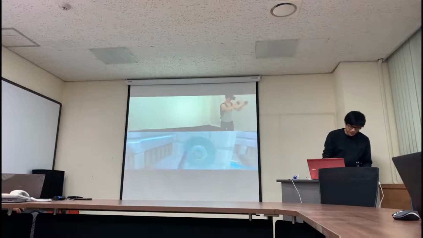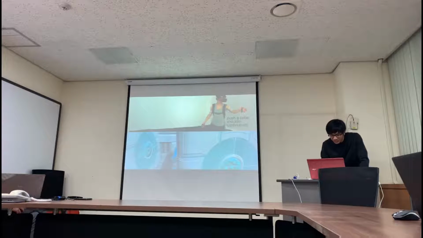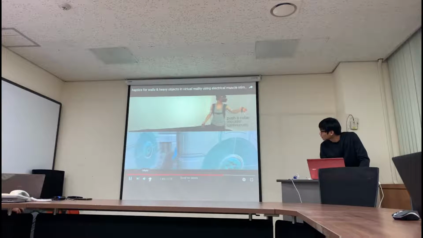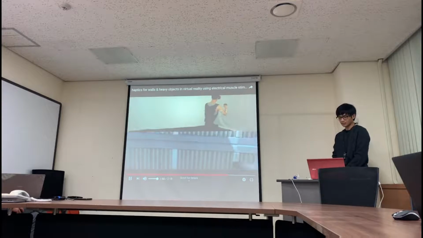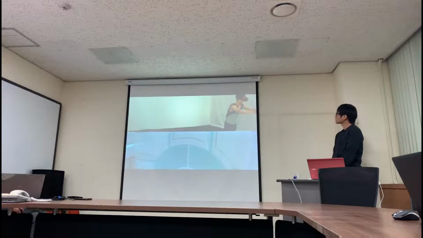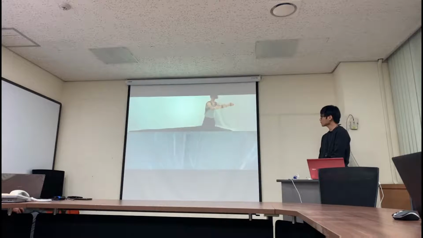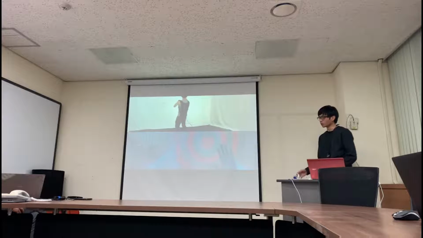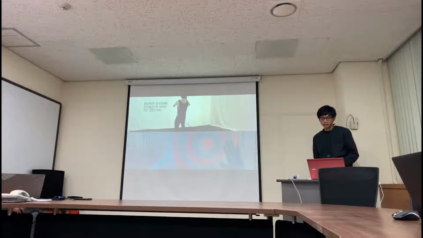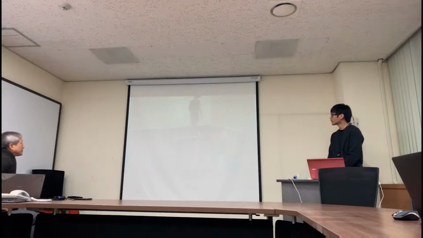I'm using my speakers right now because it's maximum. So ideally, when you want to carry this virtual cube, you want to feel the force in your hand, equivalent to the weight defined by the cube.